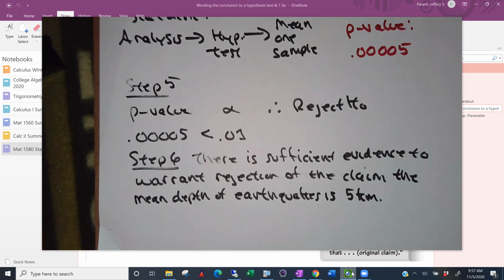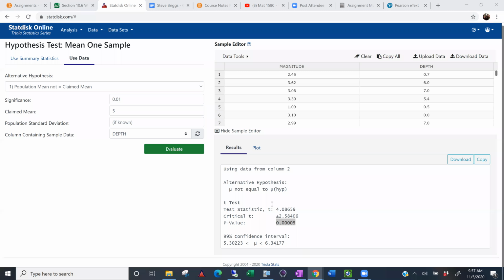Now, below here in the output from StatDisk, they actually had a confidence interval. So here's your 99% confidence interval. So they actually took the data and said, all right, let's build a confidence interval around this. Do you think that this confidence interval should contain 5 or no? What would you think? Should your confidence interval contain mu equals 5? Yes. Okay, so we got a yes.